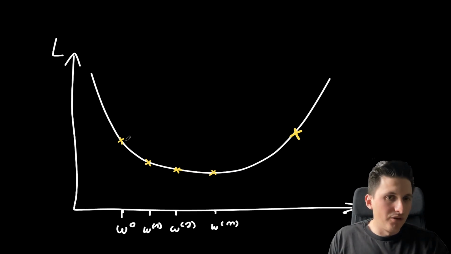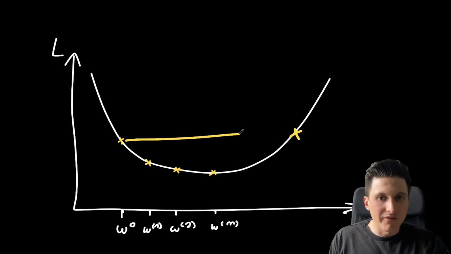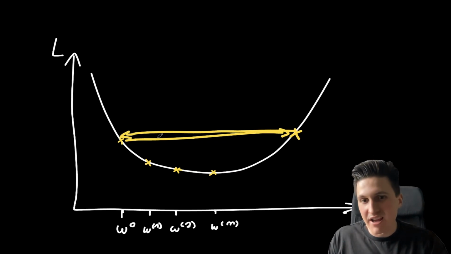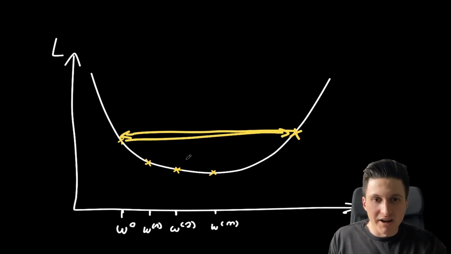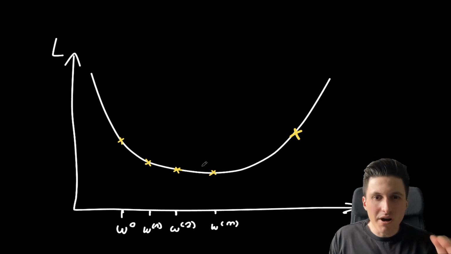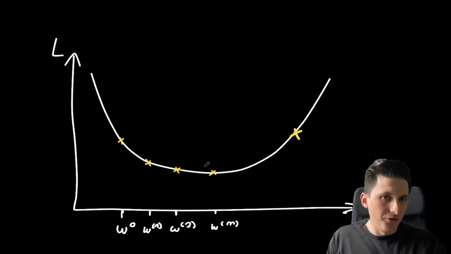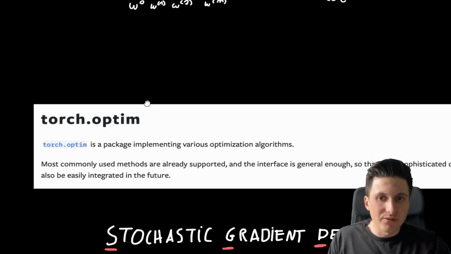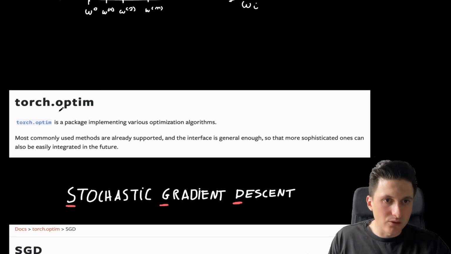But also, if we move too far, we might, for example, end up all the way right here and then decrease the weight by way too much and once again end up right here and never even reach the lowest value of the loss. So there are a lot of strategies for determining how much the loss should actually be increased and decreased. And that is what PyTorch implements in this Torch Optim package.